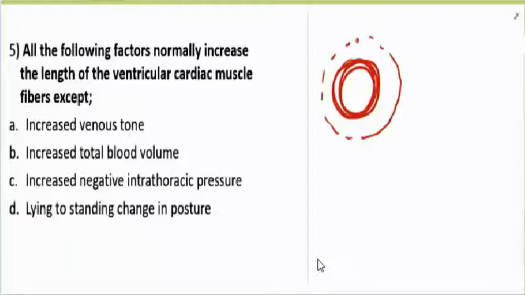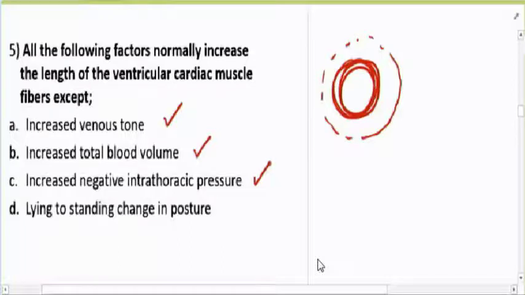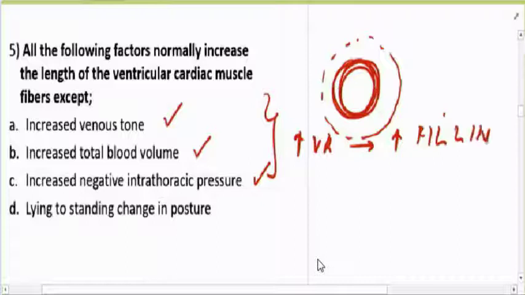Increased venous tone? Yes, that means venous return will increase. Increased total blood volume? Yes. Increased negative thoracic pressure increases the venous return. Right? All of these will increase the venous return, which in turn increases the filling of the ventricles, which in turn increases the length of the ventricular muscle fibers.